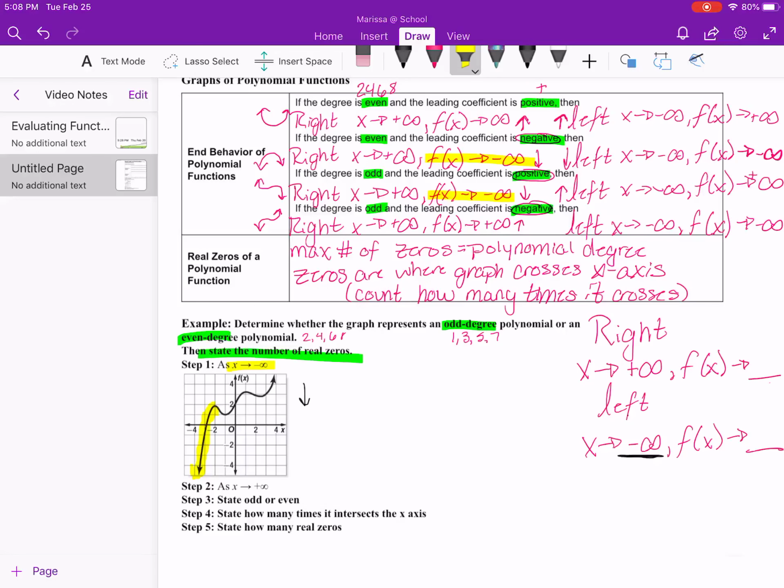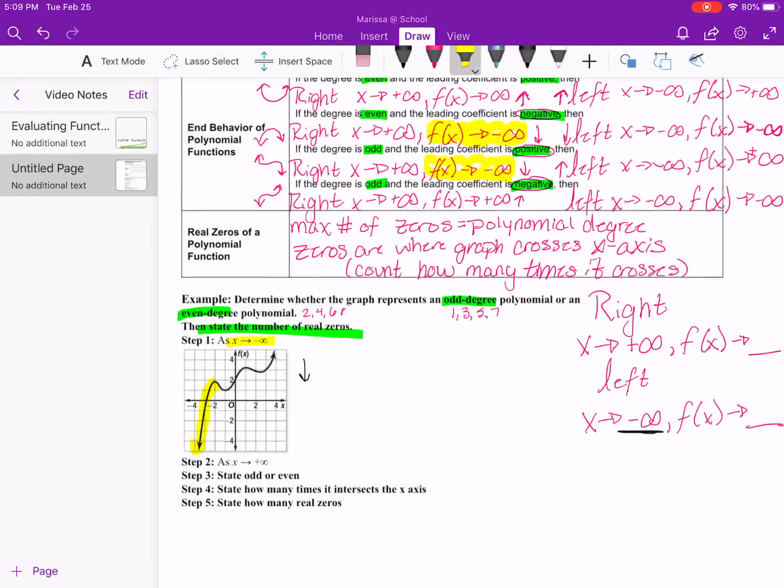So I can already say that I am either a negative leading coefficient with an even degree or a positive leading coefficient with an odd degree. So those are my two choices right now. I'm looking at the fact that it's negative and the fact that it's negative. So now I need to look at the other side.